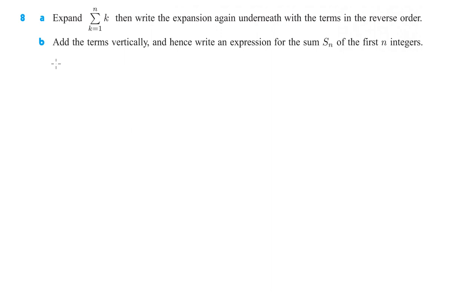So first term 1, second term is 2, third term is 3, and we can keep going on and on until we end up with the nth term, right? And then 1 less than the nth term, and this is kind of important, is going to be n minus 1, right? So the second to last term is n minus 1, and the last term is n.